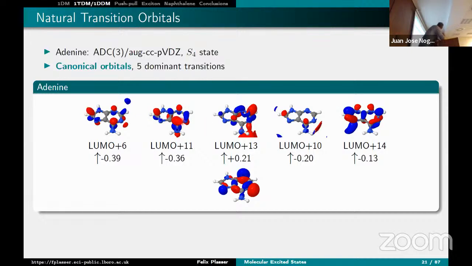You see, as I told you in the first part, we have these blobs that are far apart, and it's a diffuse orbital. So the question is, is this going to be a Rydberg state because of these diffuse orbitals? Or is it going to be an n-pi star state, or is it going to be a mixture? And in the canonical picture, you don't see it.